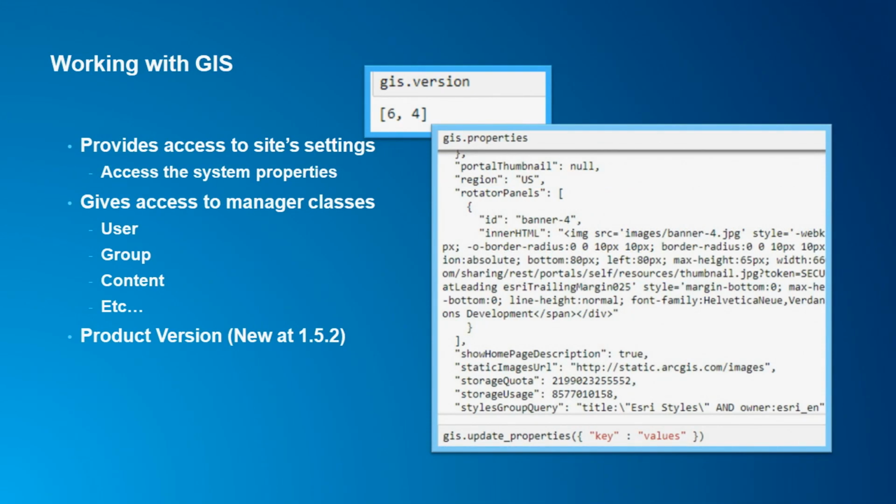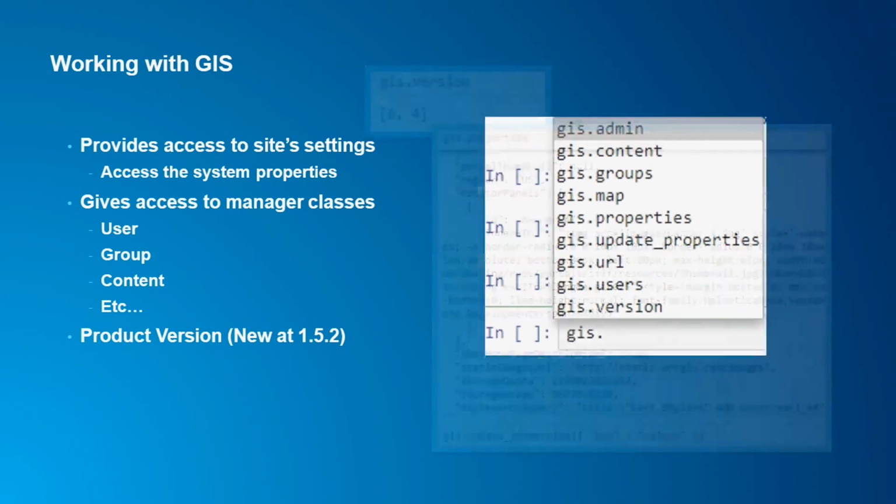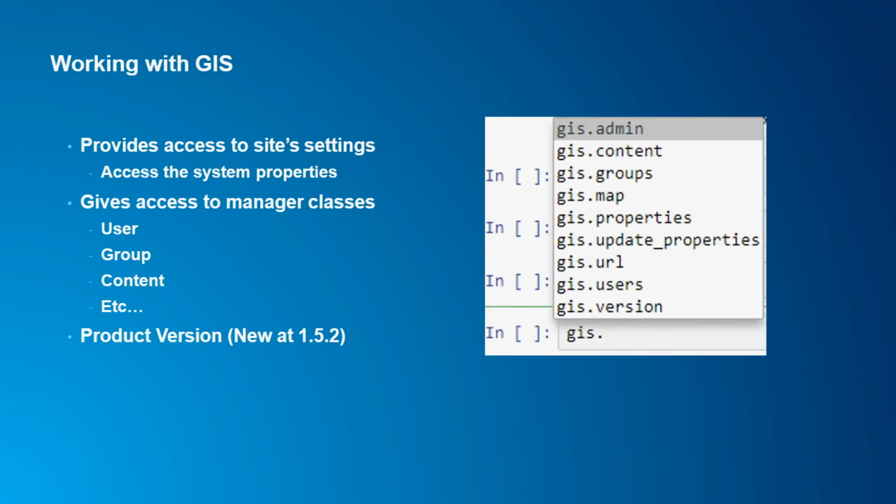And so once you have the GIS class, you have access to all your site's properties and configuration settings. And there are also a number of manager classes implemented in the API as properties off this GIS class.